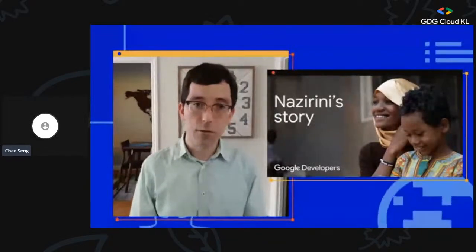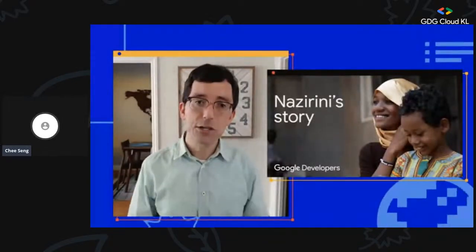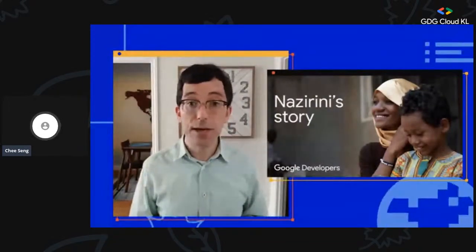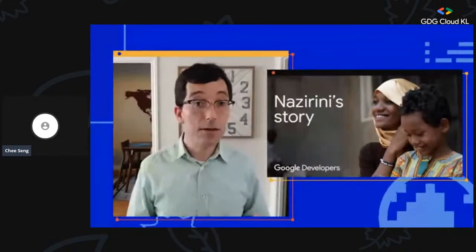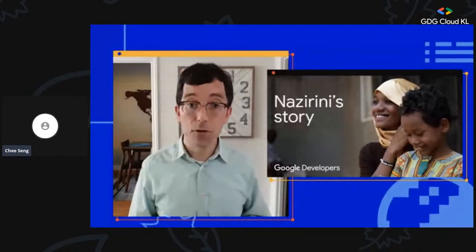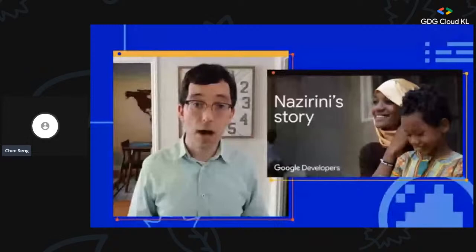Now let's take a look at a really inspiring story from Uganda. It shows how a community member started learning about machine learning and ended up building a really nifty app using TensorFlow that detects diseases in plants and helps farmers reduce crop devastation. Take a look.